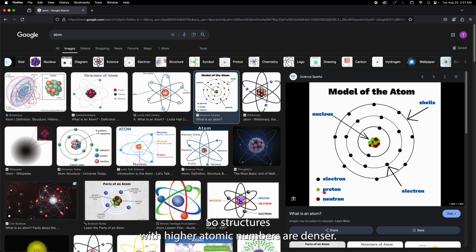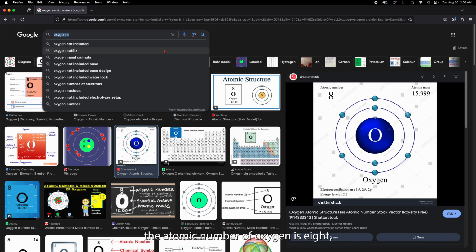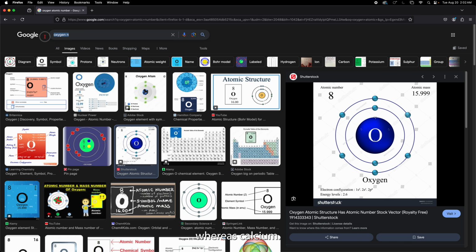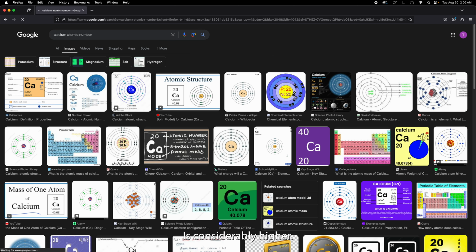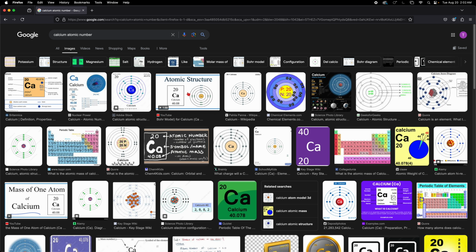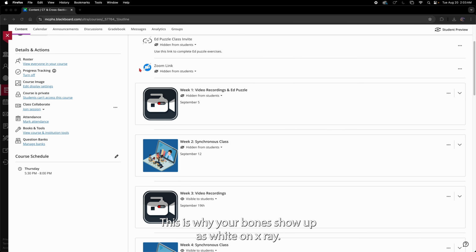So structures with higher atomic numbers are denser. They show up different on X-ray. So for example, the atomic number of oxygen is 8, whereas calcium is considerably higher. It's going to be 20. Your bones have a lot of calcium in it, so you can imagine it's denser. This is why your bones show up as white on X-ray. We'll talk about that in a second.